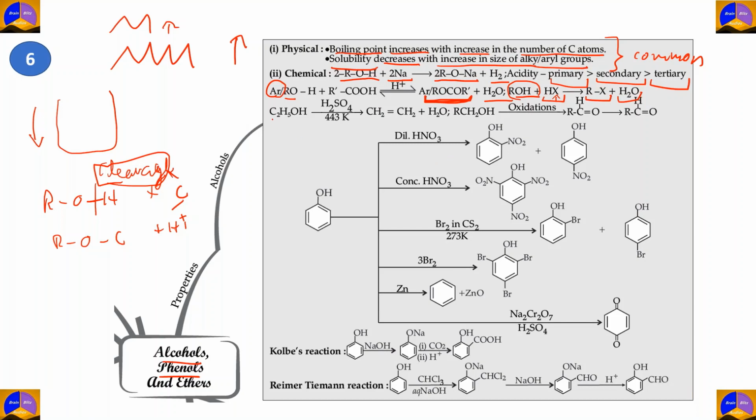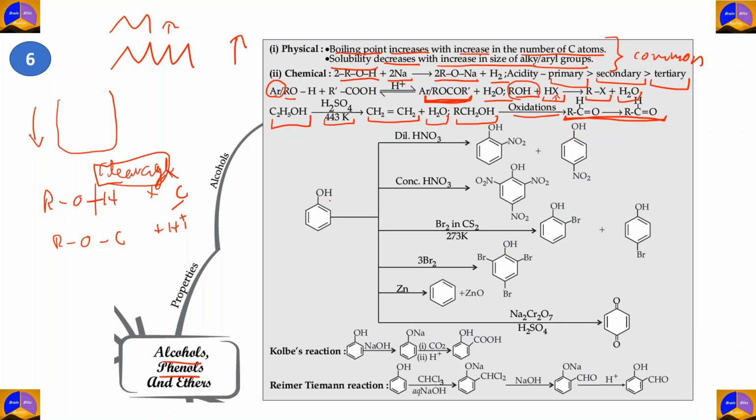Another reaction given is C2H5OH, which is ethanol, in H2SO4 at a temperature of 443 Kelvin, giving you an alkene, which is ethene, plus water. So this is another alcohol, which when oxidized gives you a different compound. So these are the various reactions of alcohols.